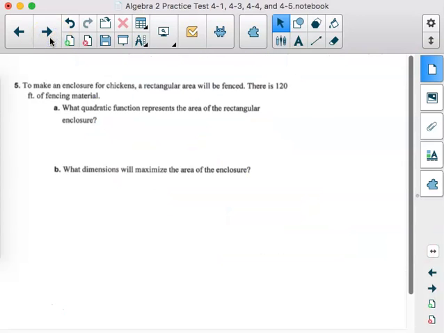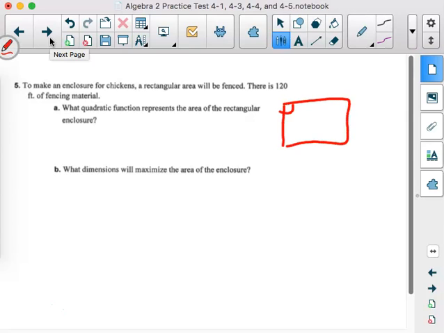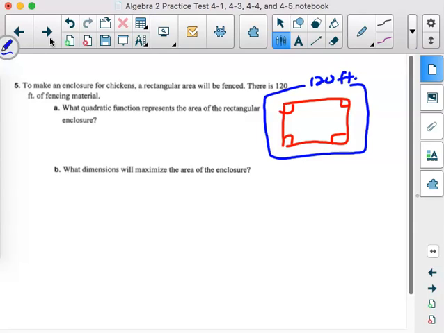Next problem says, to make an enclosure for chickens, yep, love chickens, a rectangular area will be fenced. Oh, we learned in geometry, draw pictures. A rectangular area will be fenced. There is 120 feet of fencing material. Oh, so all the way around, they have 120 feet. Okay. A says, what quadratic function represents the area of the rectangular enclosure?